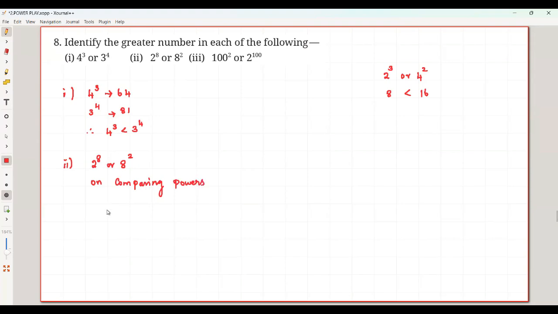Okay, here, 8 is greater than 2. Therefore, I can just write 2 power 8 is greater than 8 power 2. That's it.